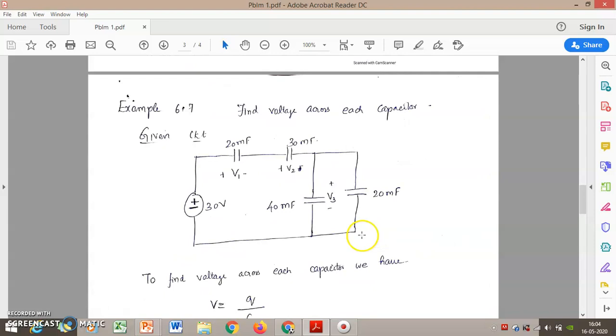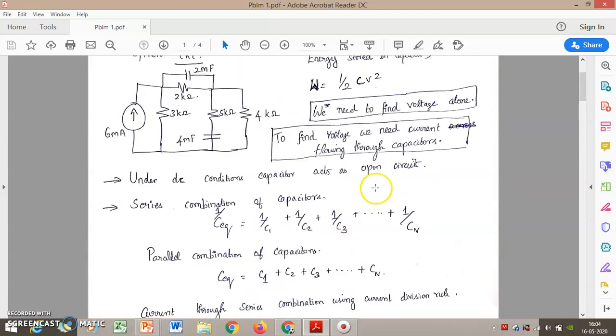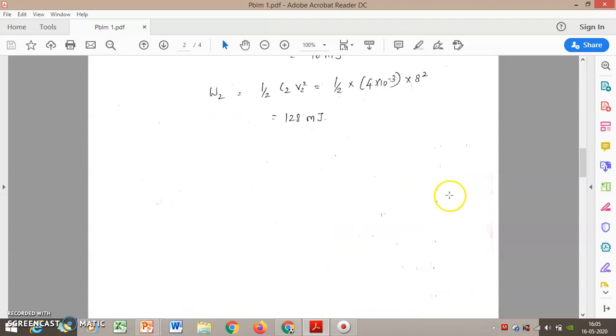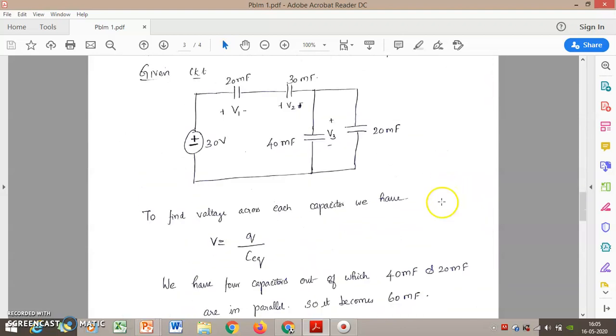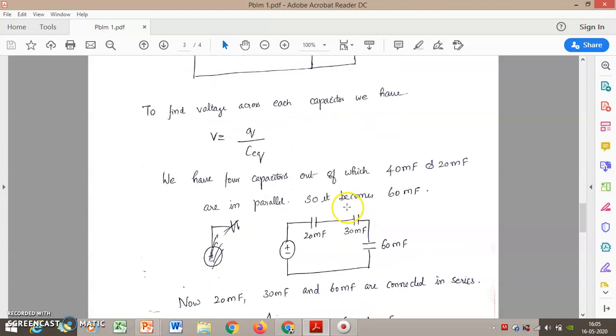That is what the problem states. After this, we need to understand two things from the formula. For DC conditions, a capacitor acts as an open circuit. And for finding the voltage across capacitors, we need to know both the charge and the capacitance, or we need to know the current. From the current we can easily find the voltage. Thank you.